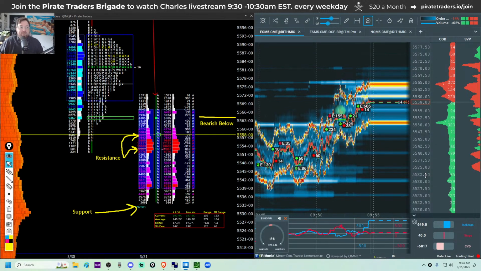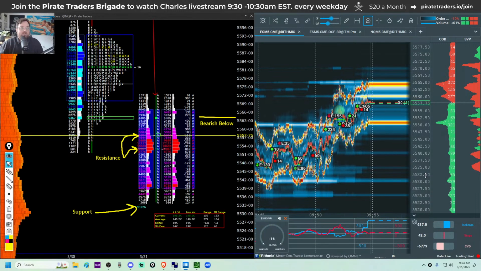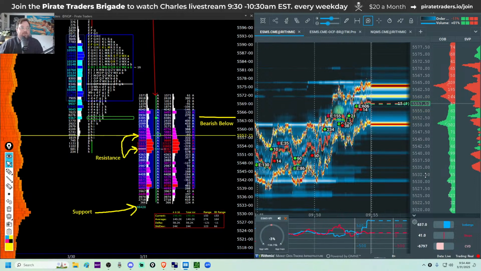This is the last moment for the sellers to remain in control. They want to smack the market down right here, right now, if they want to keep the momentum going to the downside.